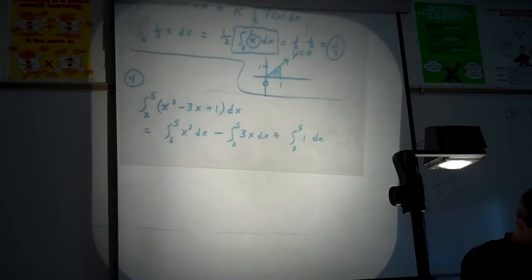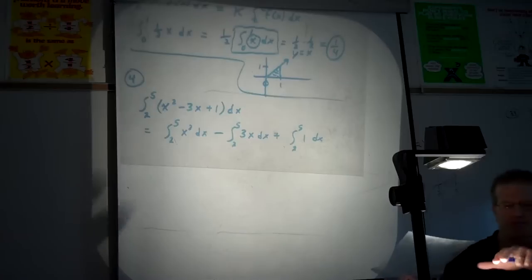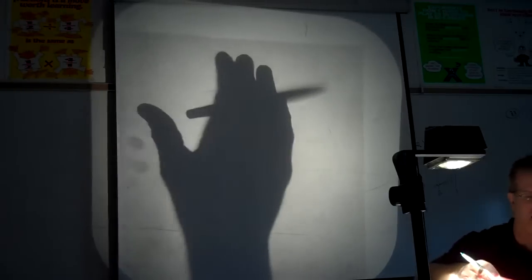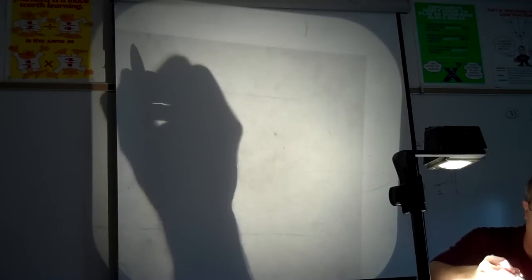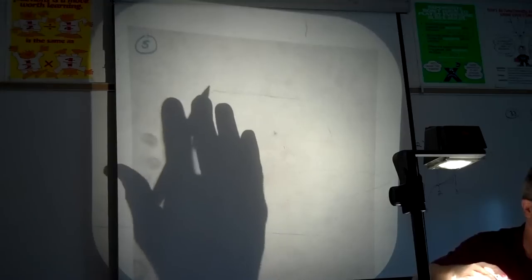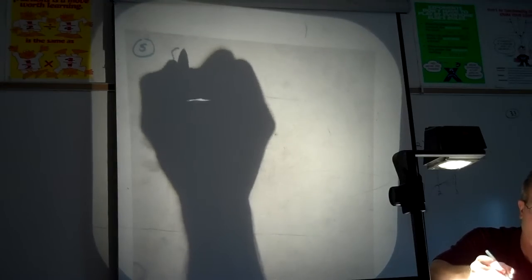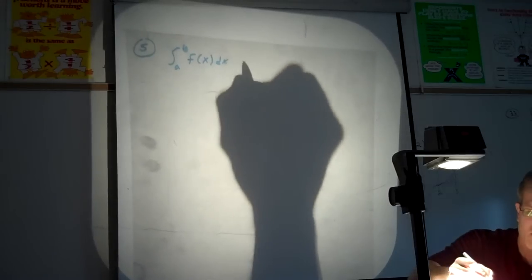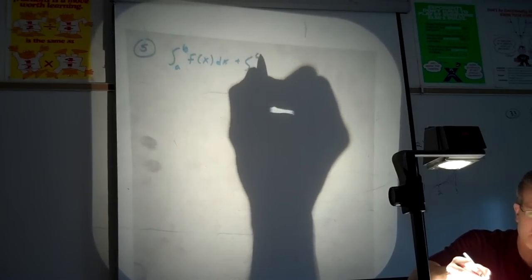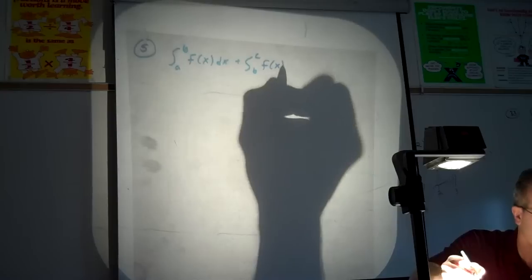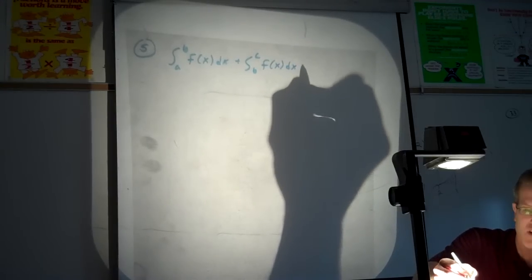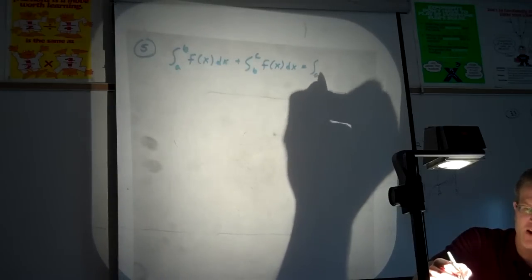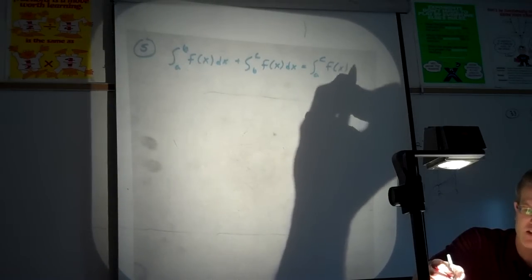Next, rule 5. Looks a little bit different. Let me grab another transparency here. Rule 5 is called additivity. The integral from a to b, f of x dx, plus the integral from b to c, f of x dx, is going to equal the integral from a to c, f of x dx.